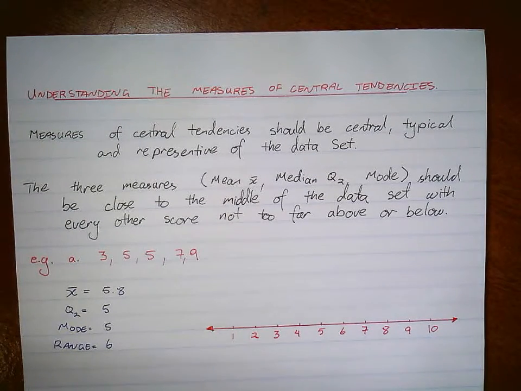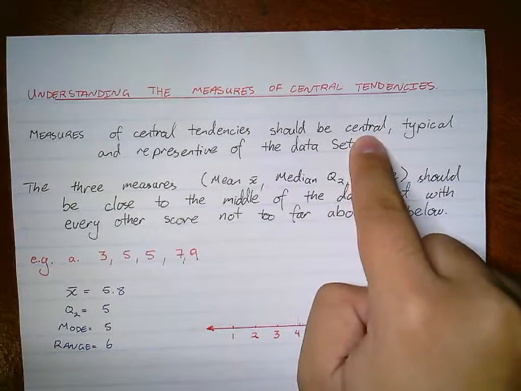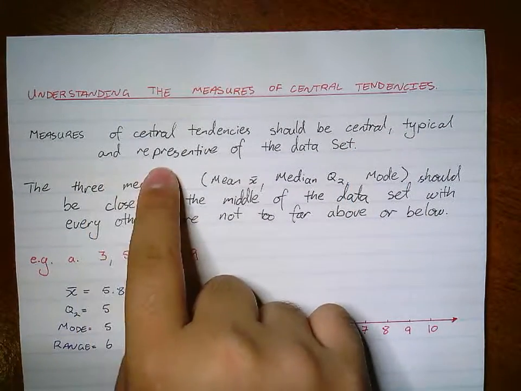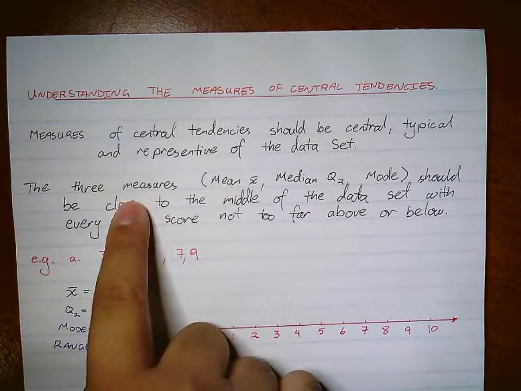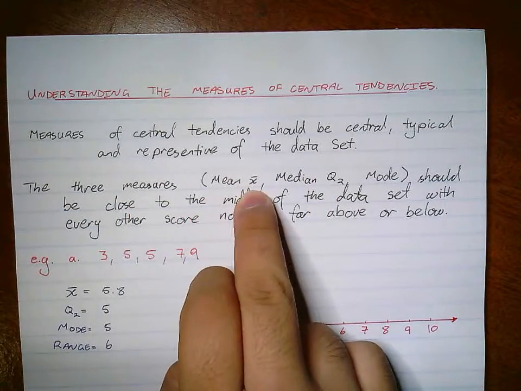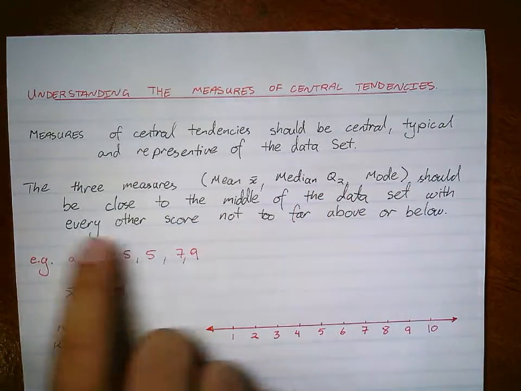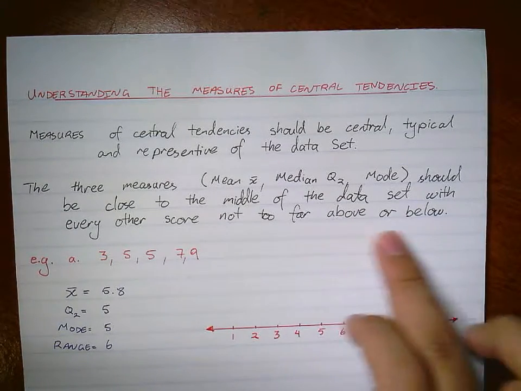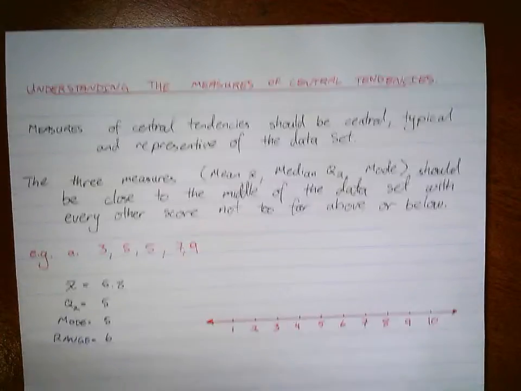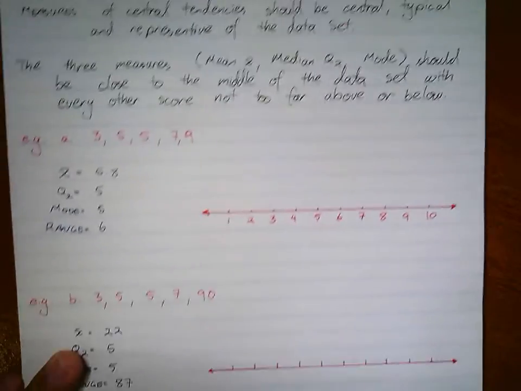So just to remind ourselves, measures of central tendencies should be central, typical, and representative of the data set. The three measures are the mean, with the symbol x bar, the median, Q2, and the mode. It should be close to the middle of the data set, with every score not too far above or below it. Okay, so remember, it's central tendencies, in the middle.